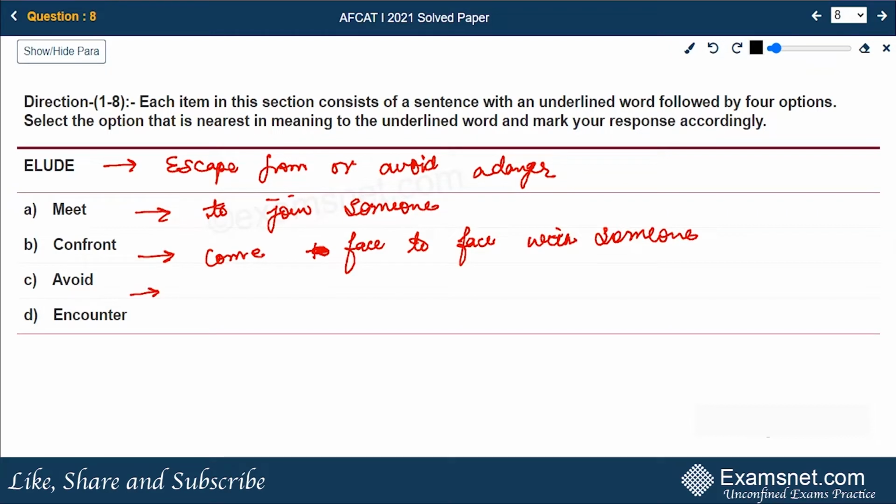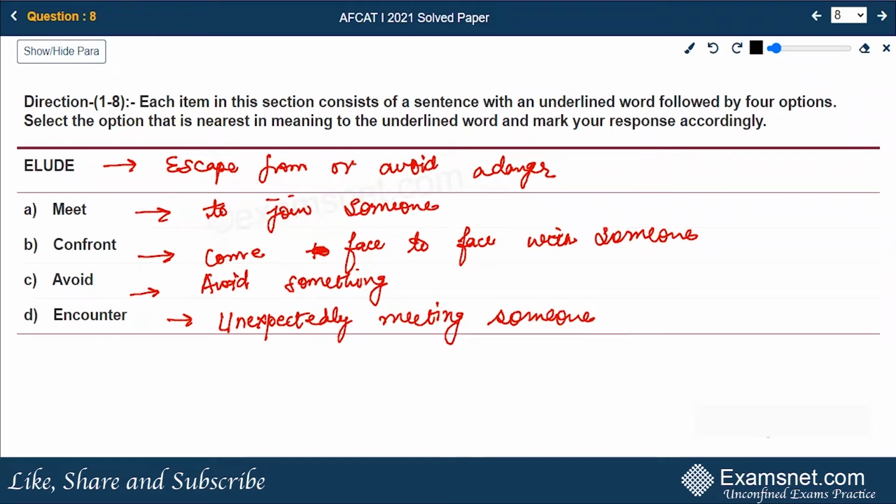Avoid, do you know what you mean by avoid? It is just to avoid something, that something should not happen, right? Avoid something. Encounter means unexpectedly meeting somebody, something or someone. Unexpectedly meeting someone means encounter.